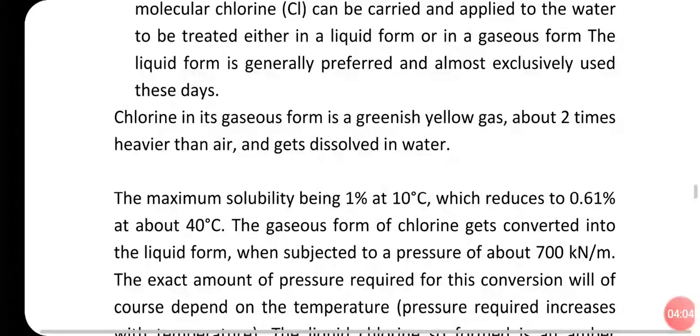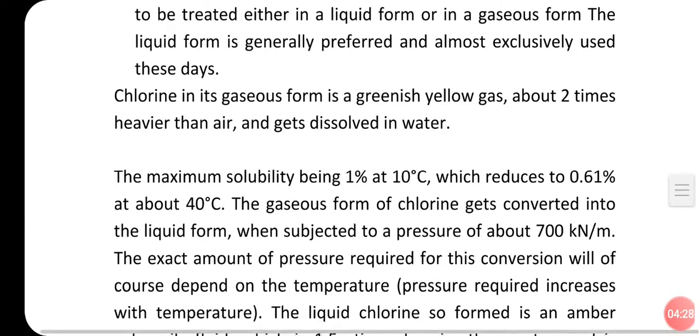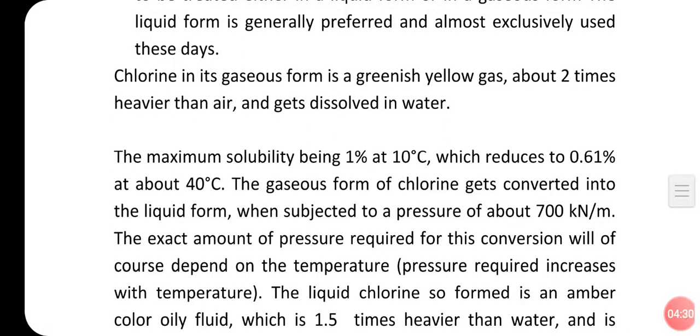The maximum solubility is 1% at 10 degrees centigrade. So what is the maximum solubility? It is 1% at 10 degrees centigrade of water, which reduces to 0.61 percent at about 40 degrees centigrade of water. So if the water temperature is high, then solubility is reducing. One thing is clear here, isn't it? In cold water the solubility percentage is more, and in hot water the solubility percentage is less.